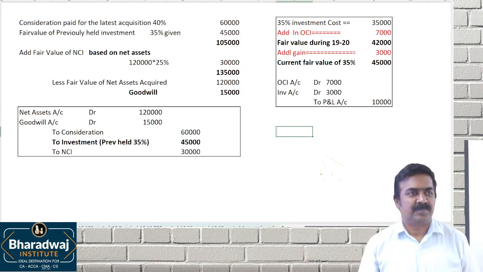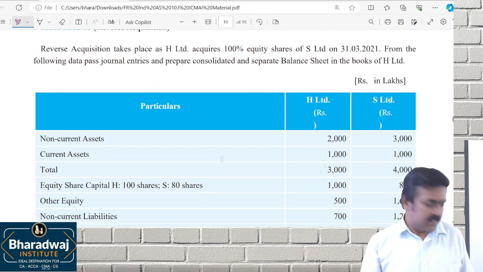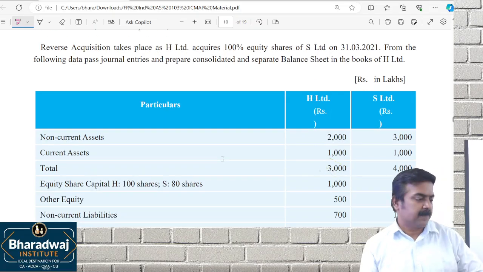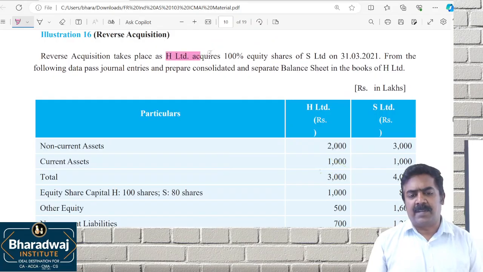We'll go ahead. Go to question number 16. Illustration 16. Not a very good question. This can be tested in exam. H Limited acquired 100% of equity shares in what?